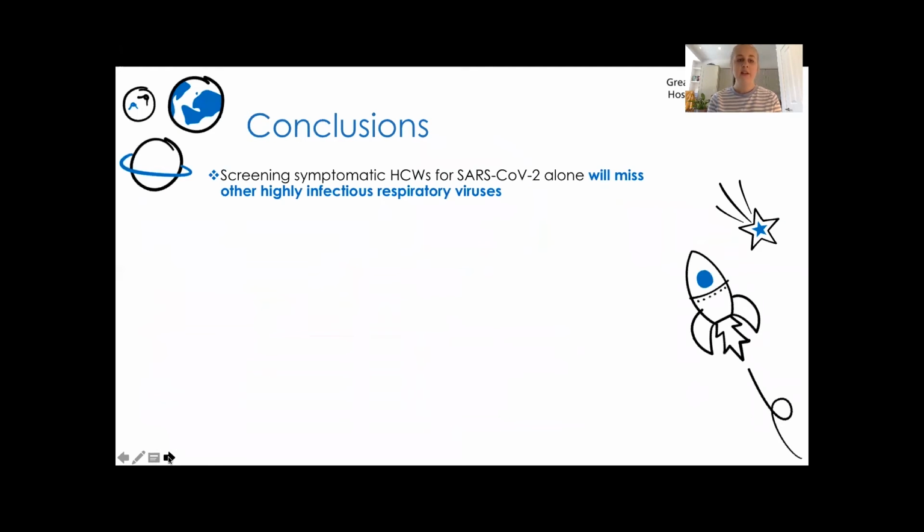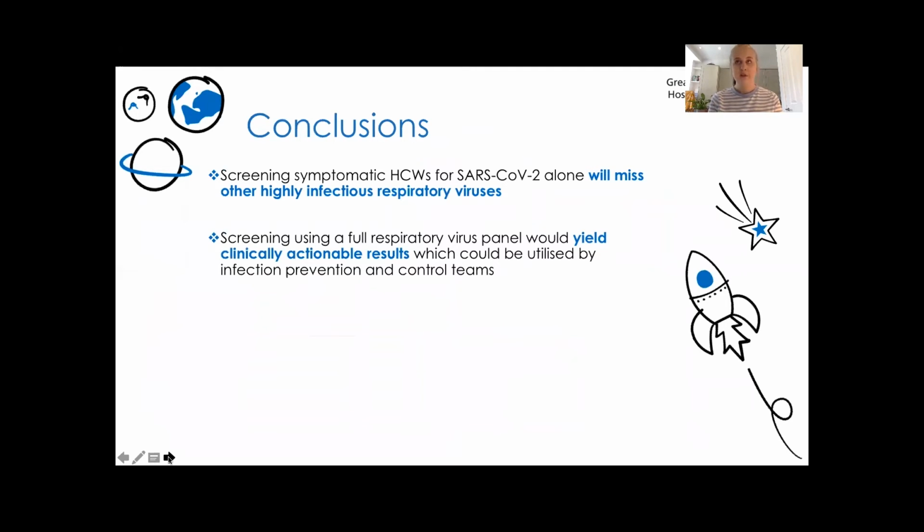So to conclude, my research has shown that screening healthcare workers for SARS-CoV-2 alone will miss other highly infectious respiratory viruses. 194 out of my 333 healthcare workers would have been sent back to work with patients and colleagues whilst positive for another virus. This may not have been appropriate or safe. Screening using a full respiratory virus panel would yield clinically actionable results which could be utilised by infection control.